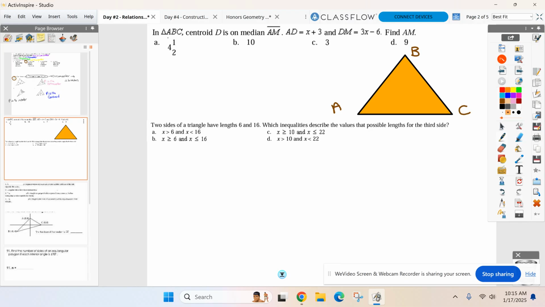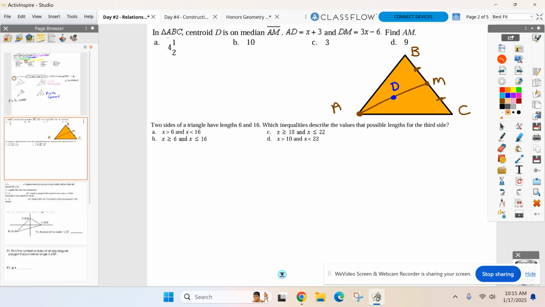And point D is the centroid on median AM. So I need from vertex A to the opposite side. What is M on BC then, if this is a median? M is the what of BC? Midpoint, good. Medians are drawn to midpoints. And it says that D is the centroid. So I'm just going to put a point D somewhere on that median.